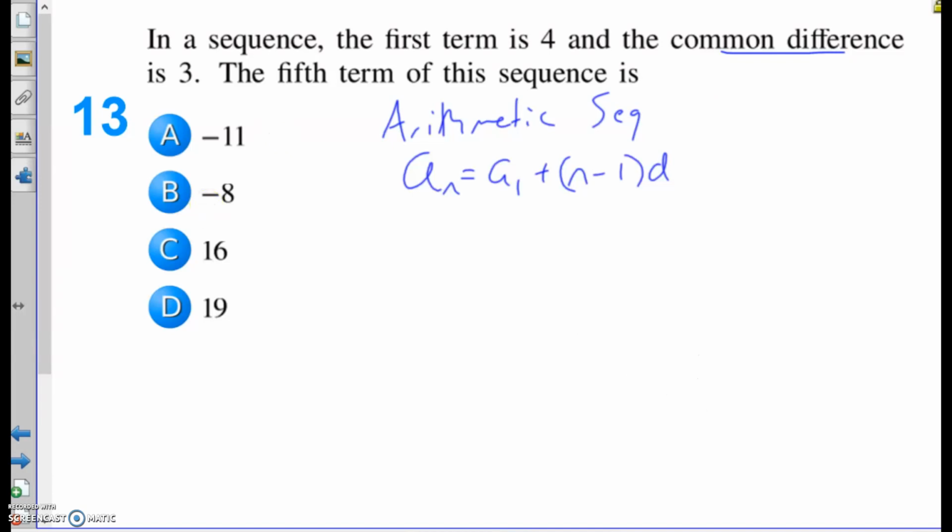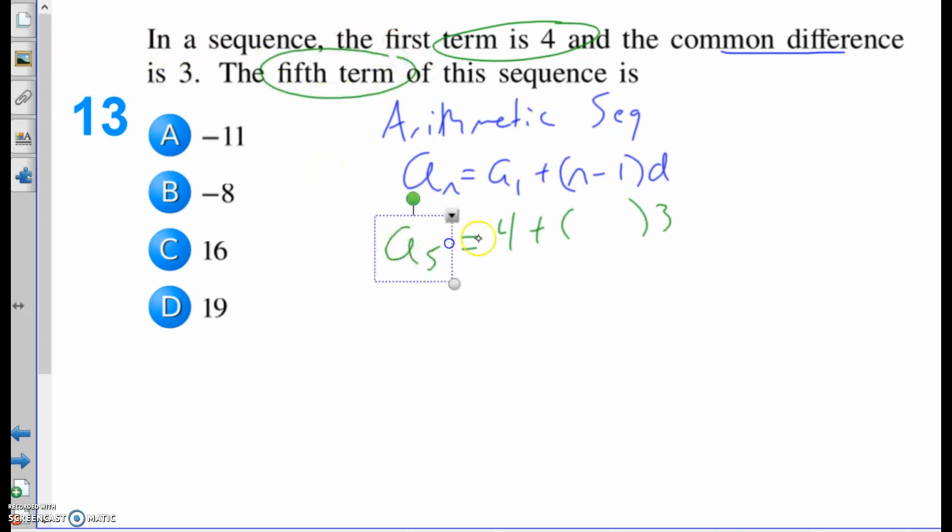So we're told that the first term is 4. That's what a sub 1 is. The common difference is 3. And we want the fifth term. The fifth term, the term that you're working with, is your n value. So if we want our fifth term, we're looking for a sub 5, which means n equals 5. So it's like 5 minus 1. So that's going to be 4 plus 5 minus 1, of course, is 4 times 3. 4 plus 4 times 3 is 12. 4 plus 12 is 16.